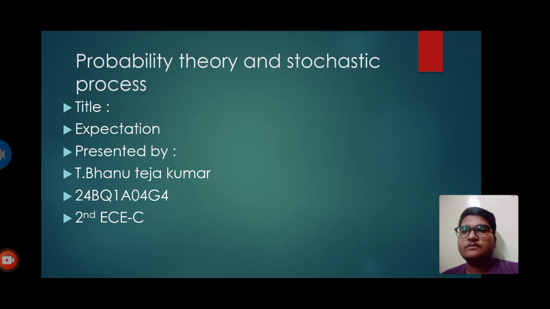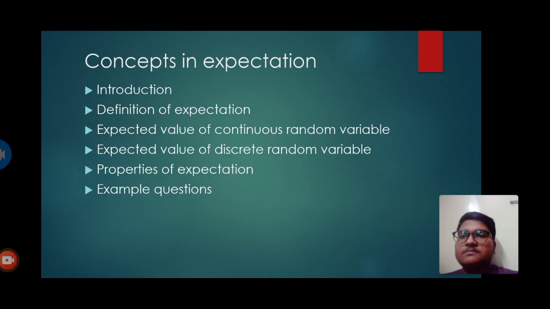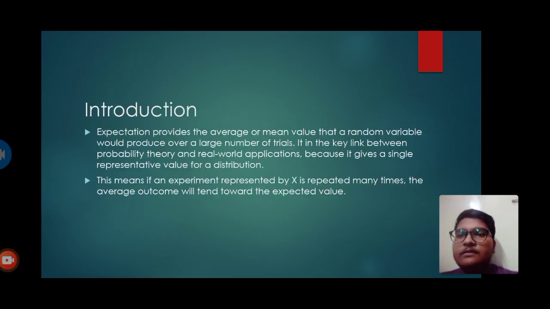Hi everyone, today I am going to explain the concept of expectation in probability theory and stochastic processes. The concepts that are going to be covered are introduction, definition of expectation, expected value of a continuous random variable, expected value of a discrete random variable, properties of expectation, and an example question. Now, let us go into the introduction.